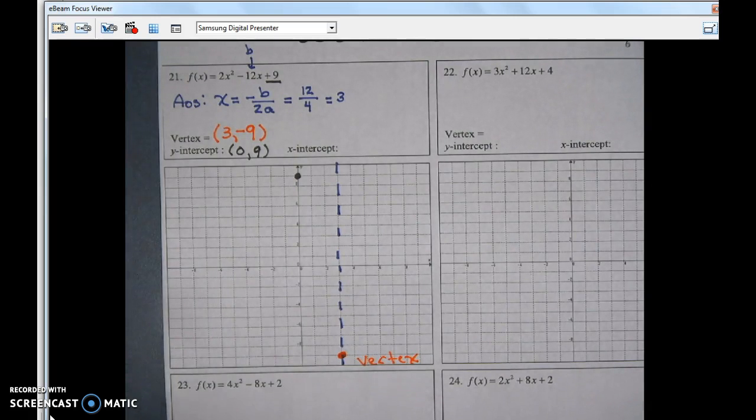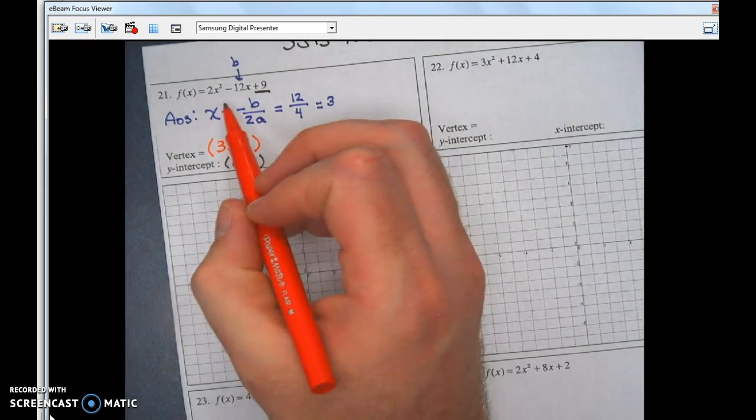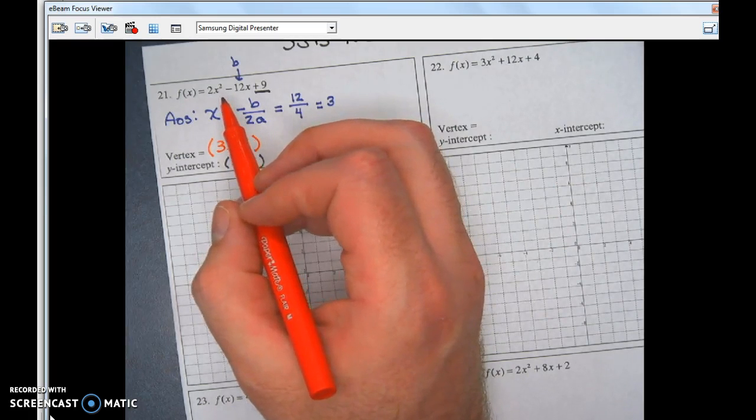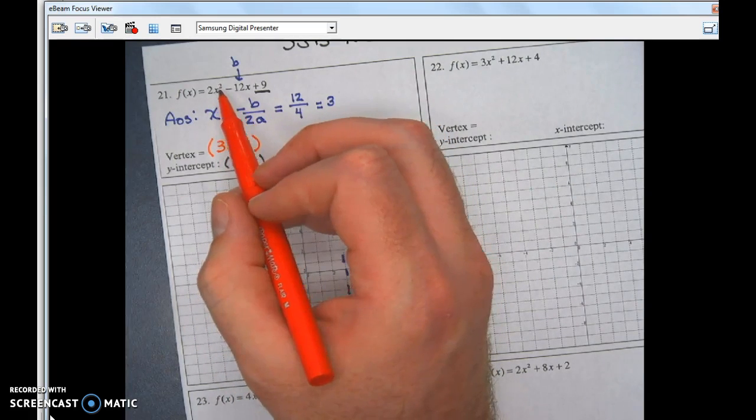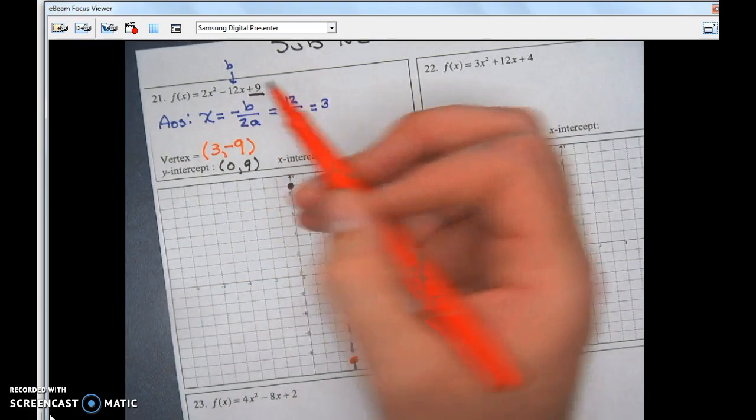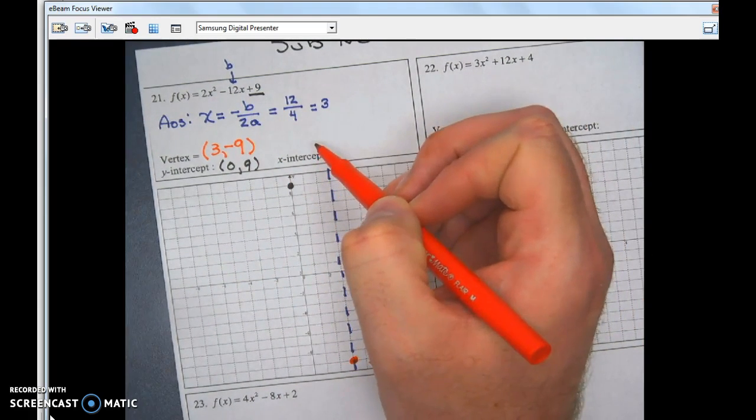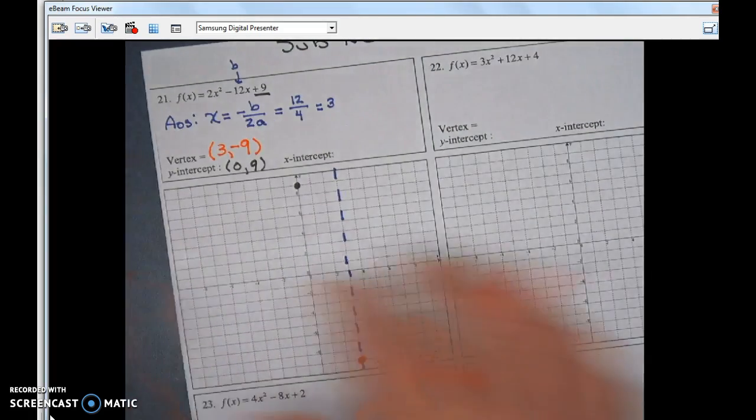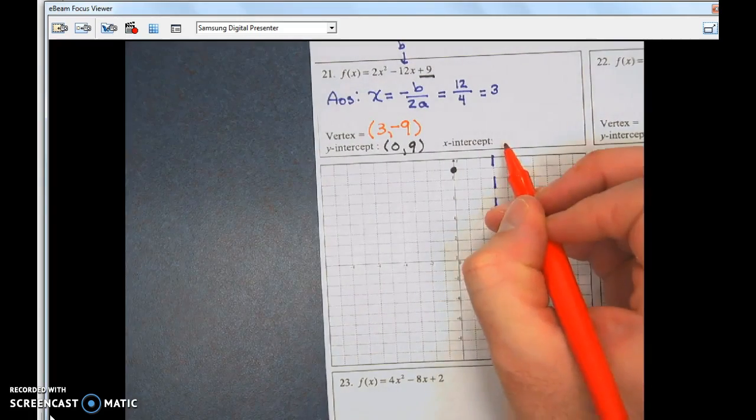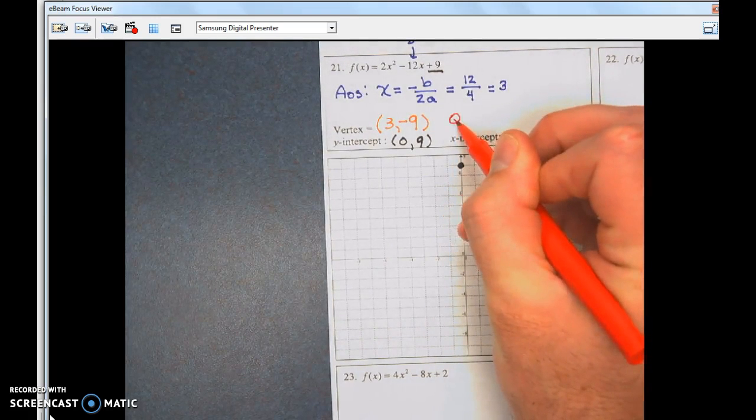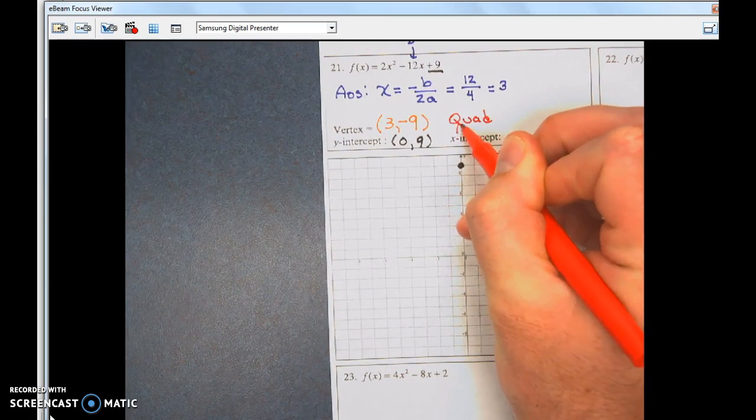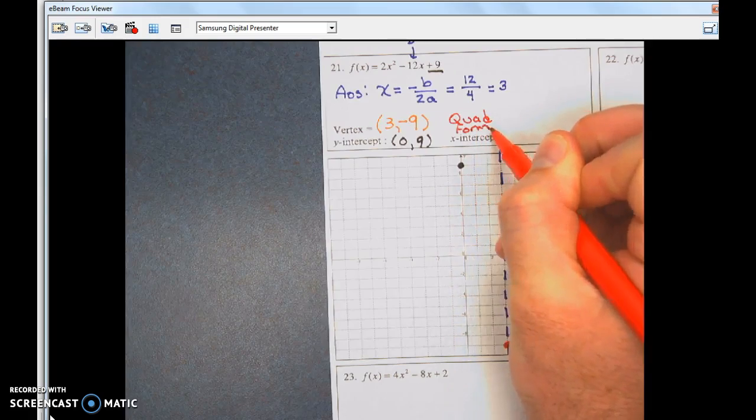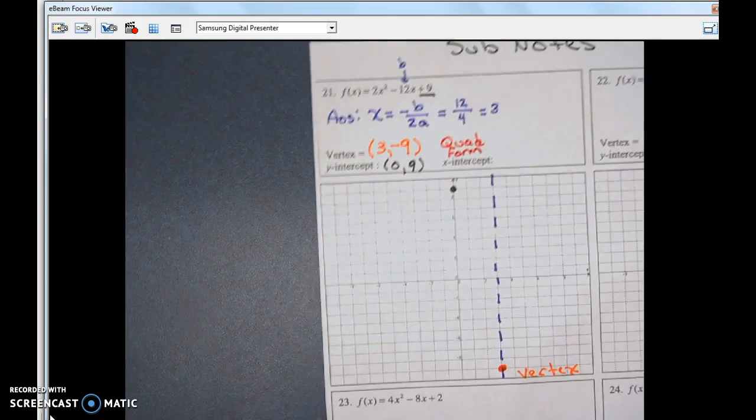Now that I found my vertex, now I can find my x-intercepts. If this was factorable, which it doesn't look like it is, if it was factorable, or if it doesn't look like it is easily, then I could just factor to find my zeros or my x-intercepts. In this case, I might have to use the quadratic formula. So to find the x-intercept, I might have to do the quadratic formula. So if you could just switch this paper to the back side, there'll be plenty of room for us to write that down.